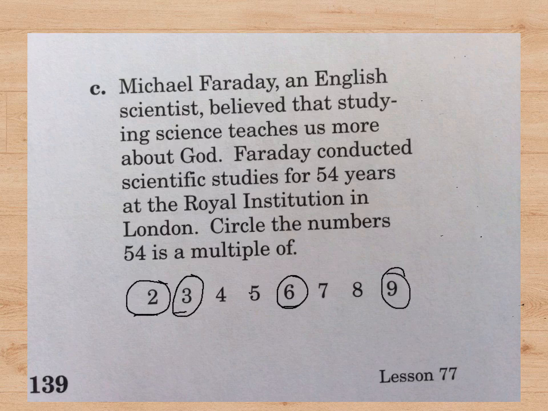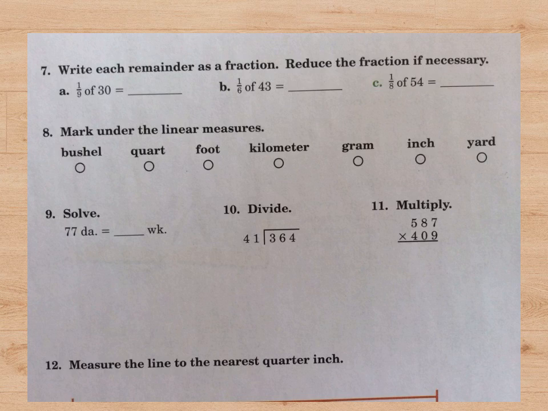Let's go ahead and look at the back side of the paper. Number 7, it says to write each remainder as a fraction, reduce the fraction if necessary. So first they're asking how many times 9 goes into 30. So we're dividing 30 by 9.